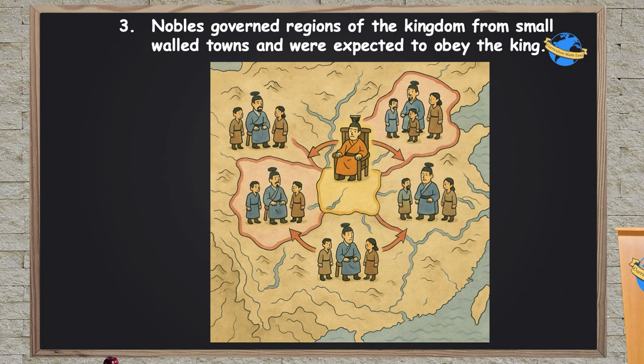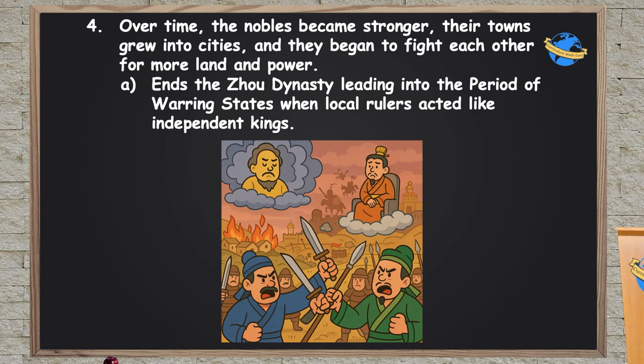And this is because the emperor was seen as having the mandate of heaven. This is the idea that the gods wanted the imperial family to be the one that's in charge. However, a common theme we see in history is that when you give someone power, they tend to want more power. Over time, many of these walled towns turn into prosperous cities, and the nobles begin to fight amongst themselves for more land and more power. This fighting will eventually end the Zhou dynasty, leading to a period that's known as the period of the Warring States, when local rulers acted more like independent kings instead of as vassals of the emperor. This again is one of those patterns we'll see repeat over and over again in this course.